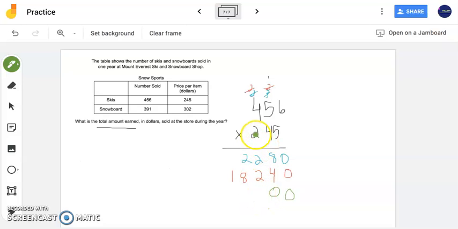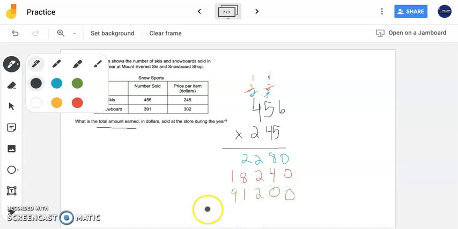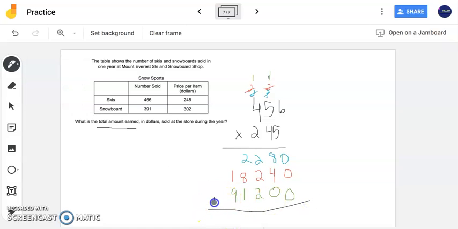Notice right below, 2 times 6 is 12. I'm going to carry that 1, and my 2 goes in the hundreds place. 2 times 5 is 10, plus 1 is 11. Same thing, carry that 1. My 1 goes in the thousands place. 2 times 4 is 8, plus 1 is 9. Notice my steps for each of these problems went the ones, the tens, the hundreds, the ones, the tens, the hundreds, the ones, the tens, the hundreds. Same process each time. And finally, I'm going to add everything together.